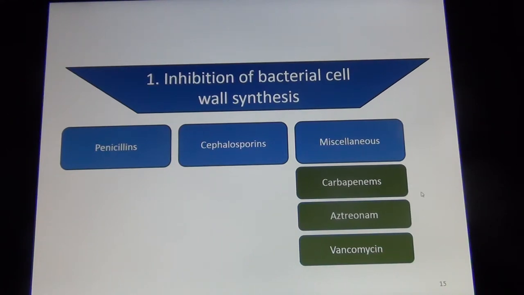I would like to talk about the antibiotics that inhibit bacterial cell wall synthesis. These are probably the most commonly used antibiotics. We can divide them into three main categories. Firstly, the penicillins, then the cephalosporins, and we also have the miscellaneous ones, such as carbapenems, azithromycins, and vancomycin.